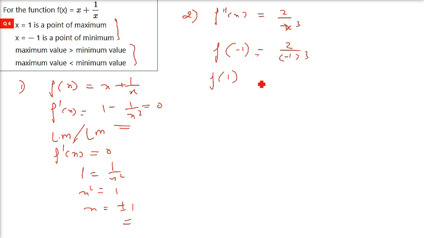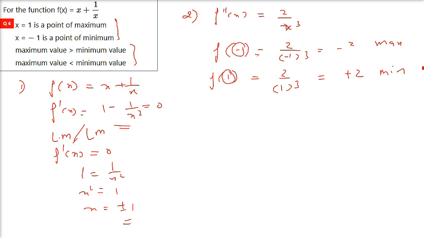f negative 1 is 2 by negative 1 whole cube. f 1 is 2 by 1 whole cube. This is going to give you negative 2. This is going to give you plus 2. Negative means maximum. Positive means minimum. So you have a maximum and a minimum here. Local minima and local maxima will only be achieved through this.